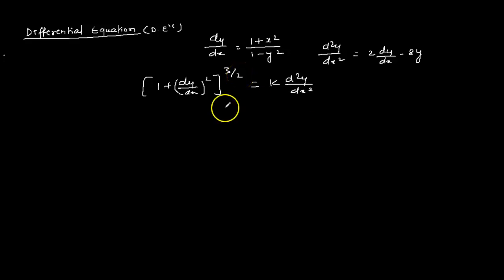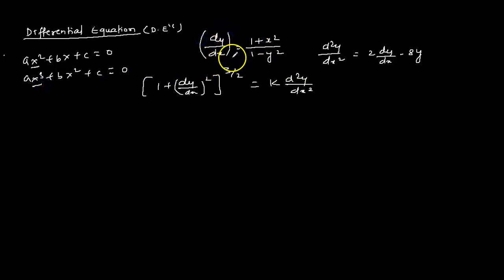Differential equations are just like equations only, such as quadratic equations, ax square plus bx plus c is equal to 0, or cubic equations. These are all equations where x is the variable. Here the differentiation dy by dx will be the variable. That's why it's called a differential equation.